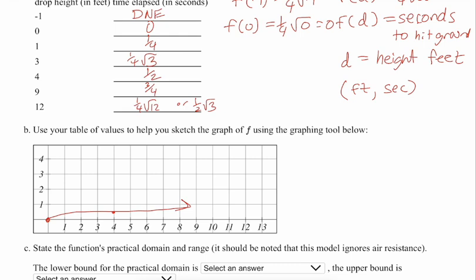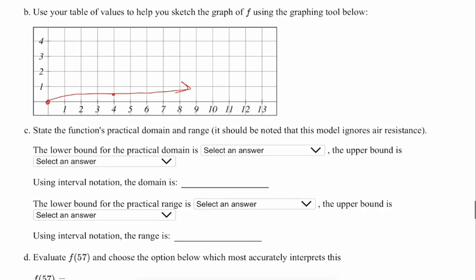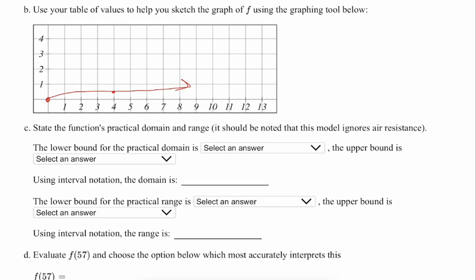Okay. And then they asked some questions. So everybody in the same spot with me now? Okay. So now they've asked some questions. Let's talk about the questions. Okay. State the function's practical domain and range. It should be noted that this model ignores air resistance. The lower bound for the practical domain is, okay, your options are D is less than 0, D is less than or equal to 0, D is greater than 0, D is greater than or equal to 0.